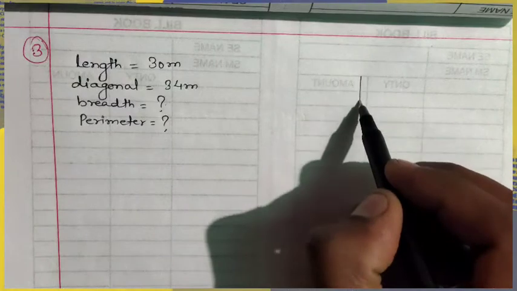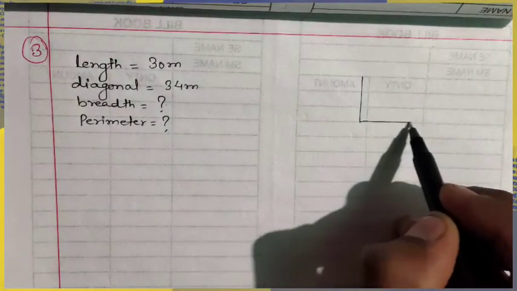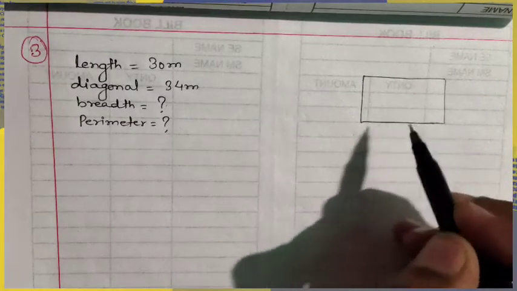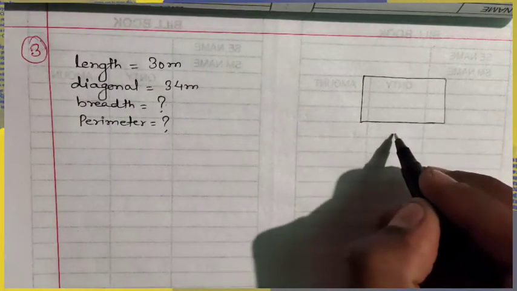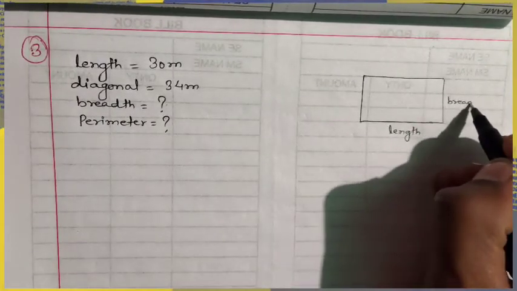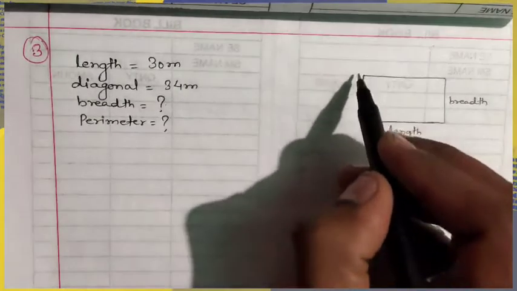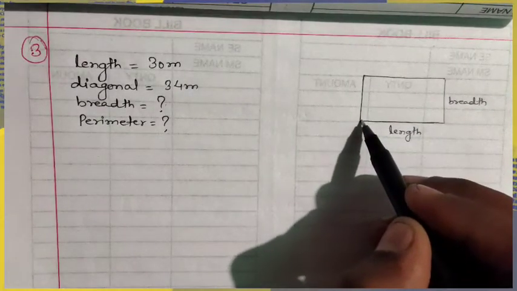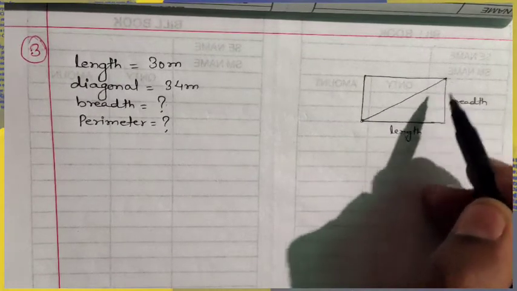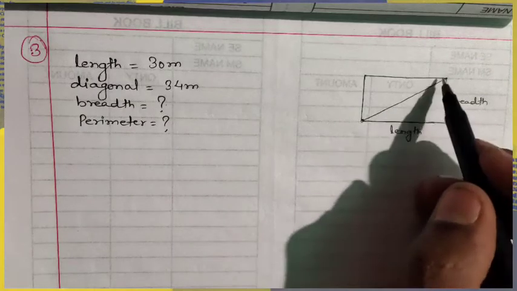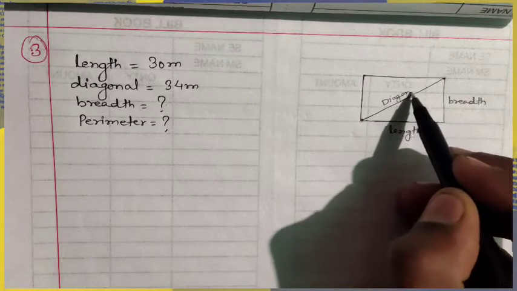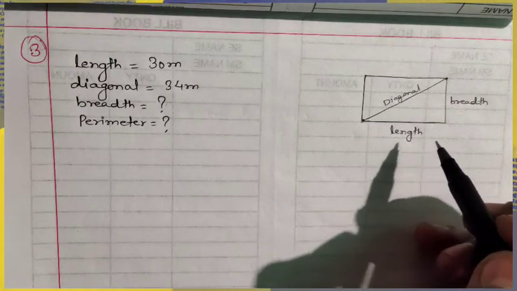Let us try to understand. I am making here a rectangle. As I have discussed earlier in this video, in a rectangle the longest side is called length, the shortest side is called breadth, and the line segment which joins two opposite vertices, these two vertices are the opposite vertices, that line segment is known as diagonal.